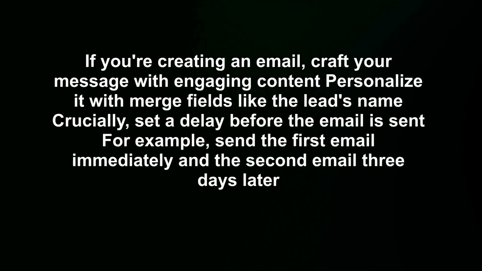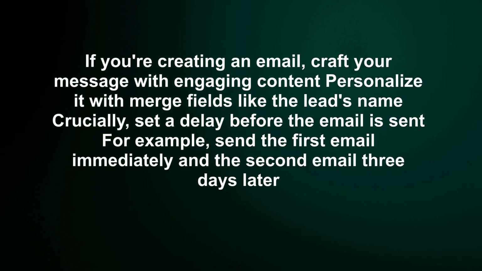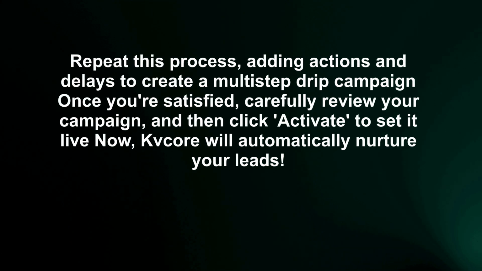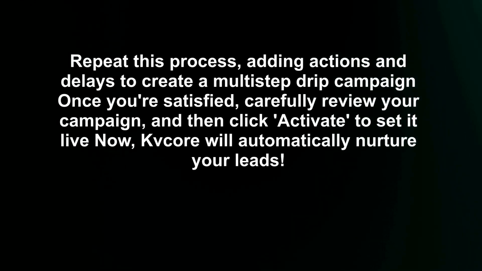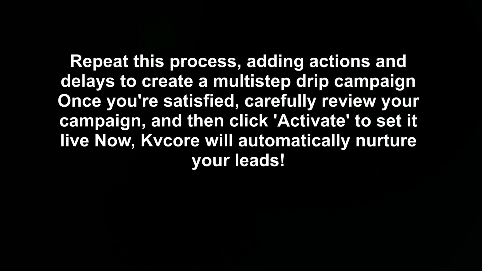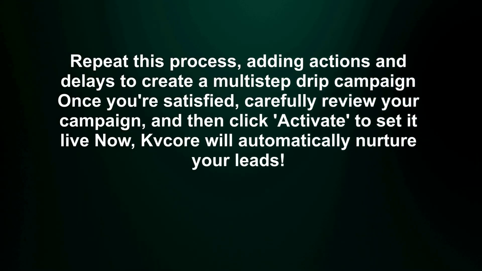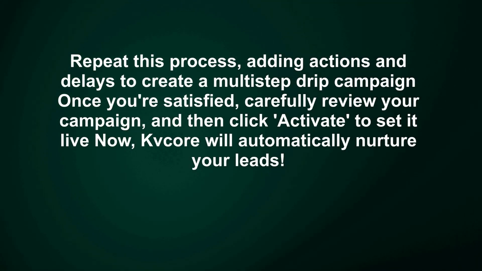Crucially, set a delay before the email is sent. For example, send the first email immediately and the second email 3 days later. Repeat this process, adding actions and delays to create a multi-step drip campaign. Once you're satisfied, carefully review your campaign, and then click Activate to set it live. Now, Kvcore will automatically nurture your leads.